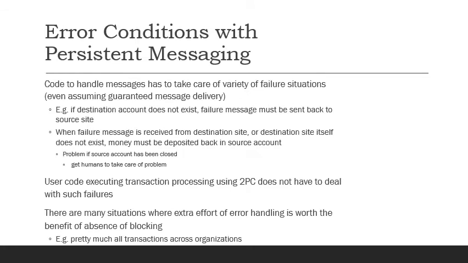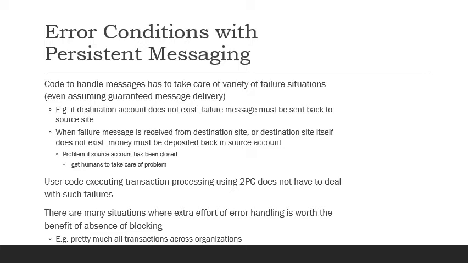Error conditions with persistent messaging. Error handling is more complicated with persistent messaging than with two-phase commit. Code to handle messages has to take care of a variety of failure situations, even assuming guaranteed message delivery. For example, if the destination account does not exist, a failure message must be sent back to the source site.